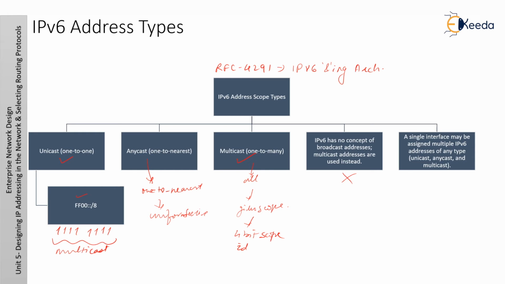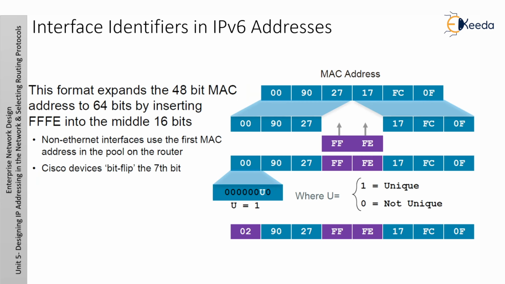Now, an IP version 6 address is valid for a specific scope, which defines the type of application the address is suitable for. A single interface may be assigned multiple IP addresses of any type, like unicast, anycast, and multicast. So, the interface identifier in IP version 6 addresses.